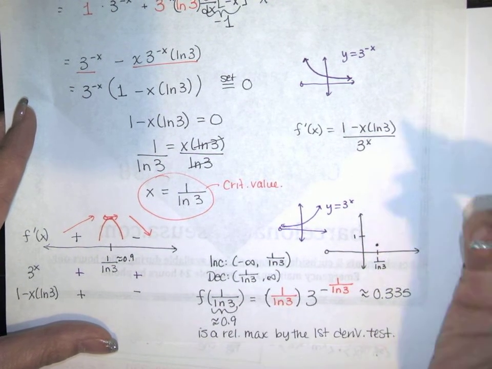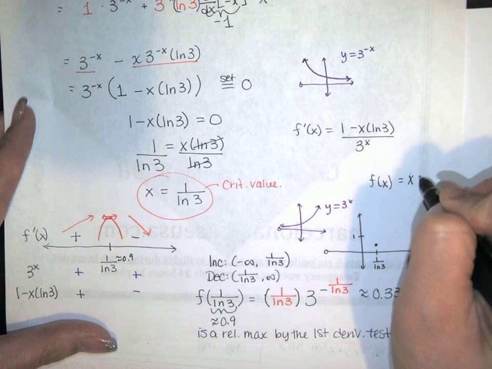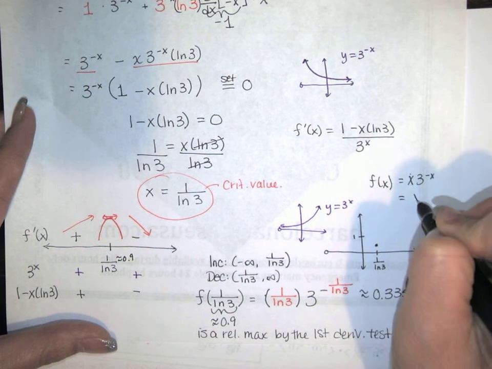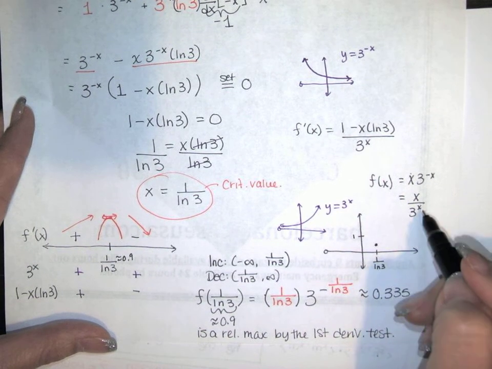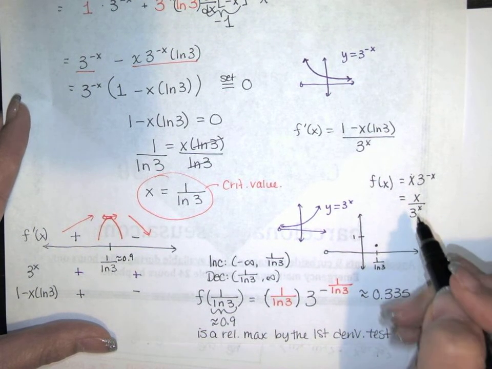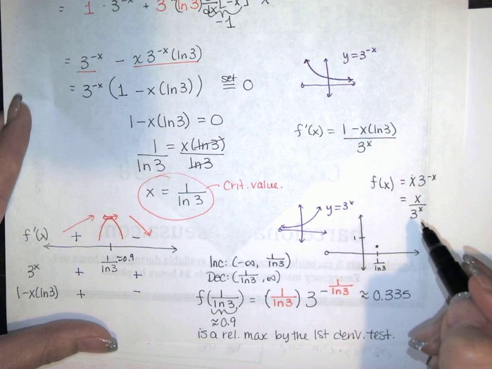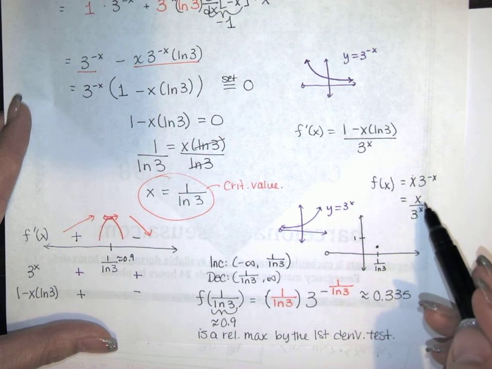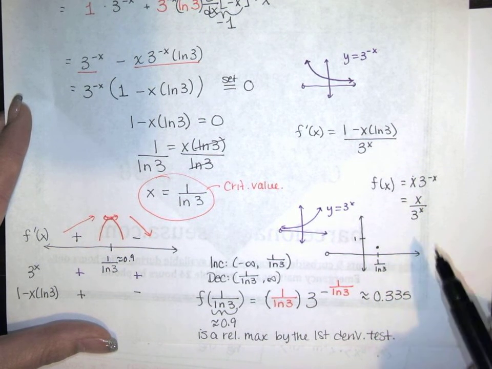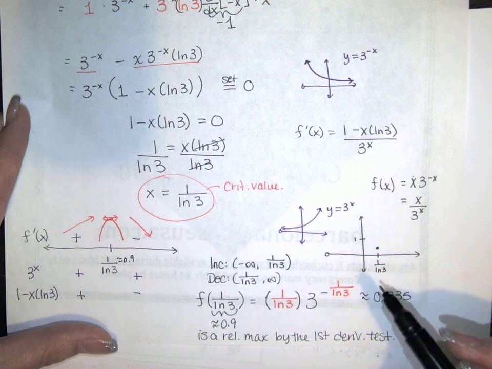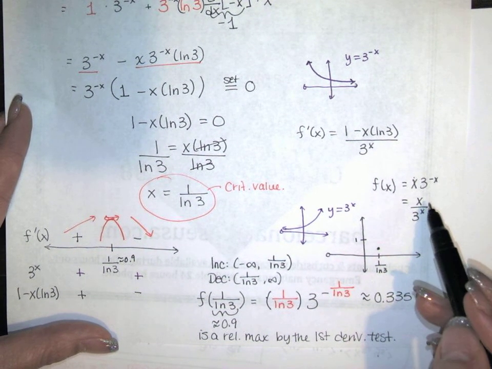What else do we know? Well, our function looked like this. It was x times 3 to the negative x, or we could rewrite it this way, x over 3 to the x. Now 3 to the x is exponential. That grows much, much faster than x. So as x goes to infinity, we'll see later that this quotient approaches 0. We're going to use something called L'Hopital's rule, which we're going to learn in the next couple of weeks, to show that that goes to 0.